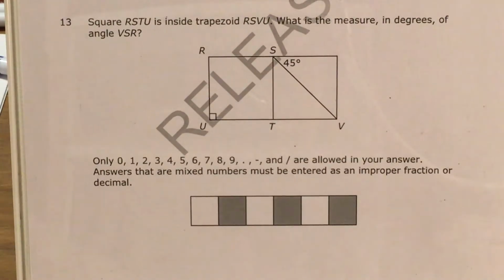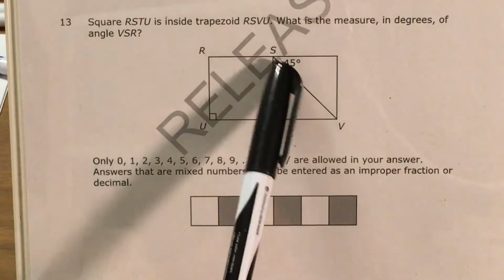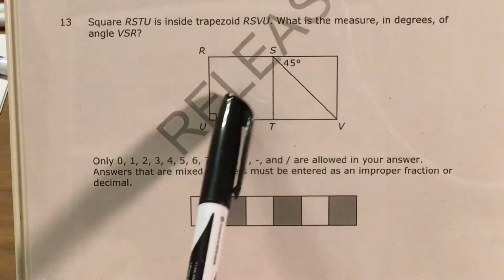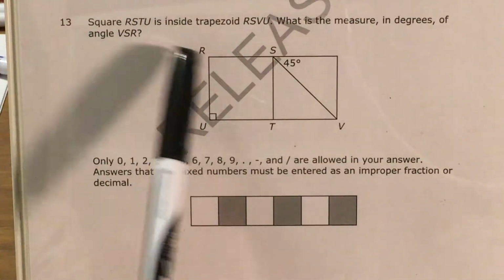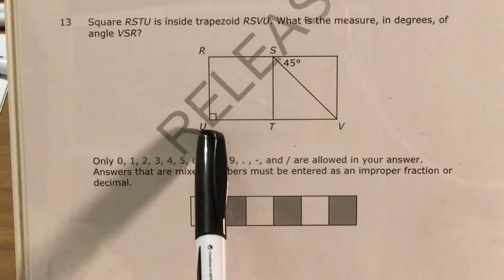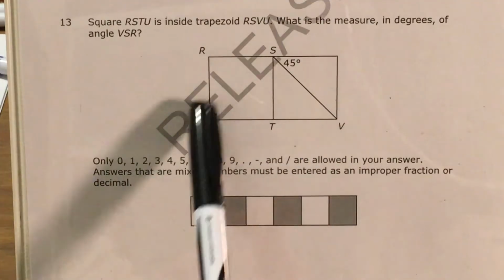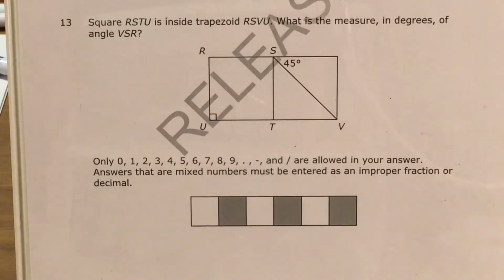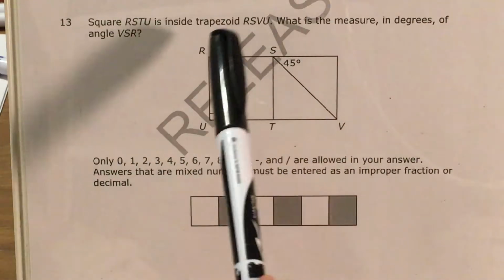This is Mr. W. Today we're going to tackle question 13 in the 7th grade math questions that North Carolina released this past school year. The question tells us that square RSTU, so this square is named by the letters that tell us what points it's made up of, is inside trapezoid RSVU. If we imagine the lines from R to S to V to U and then back to R, that makes this trapezoid. And we're supposed to find the measure in degrees of angle VSR.